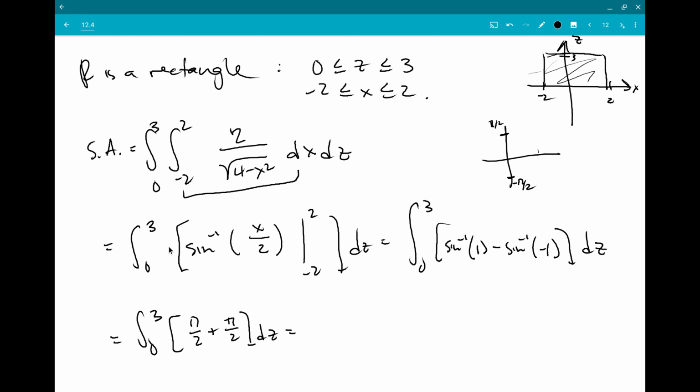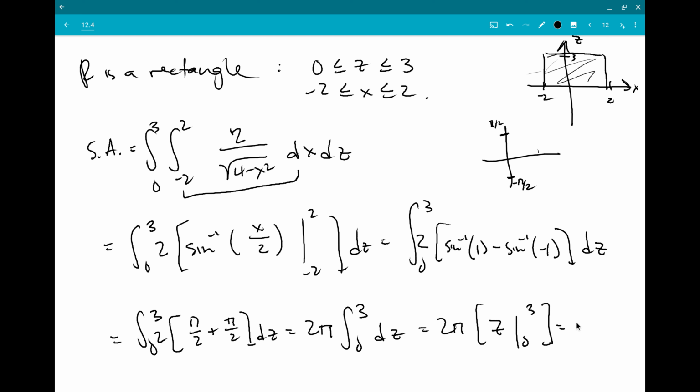Oh shoot, I think I lost my 2 up front here. Sorry, there was a 2, just this thing in the numerator. So this should give us a 2 pi out front, and then we're evaluating from 0 to 3 dz. So that becomes 2 pi. The integral with respect to z of 1 is just z evaluated from 0 to 3. So that's going to be 2 pi times 3 minus 0, which is just 3.